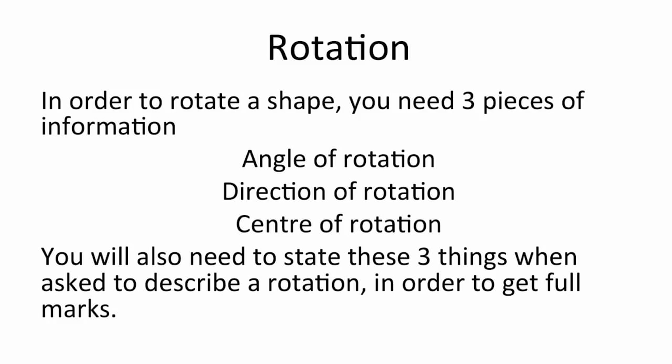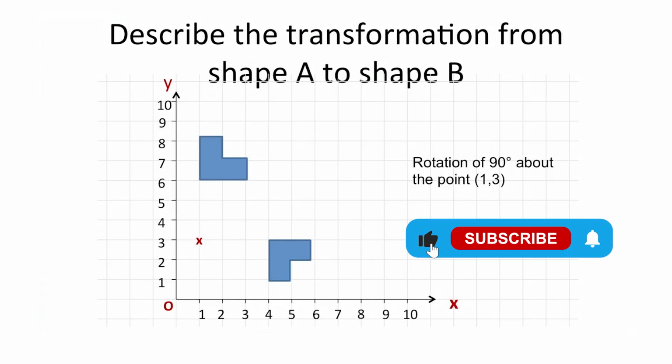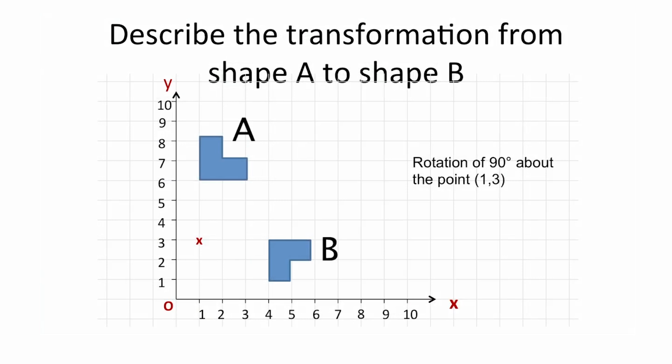Now, if we take a look at this example, it asks us to describe the transformation from shape A to shape B. Now, we can see that this shape has been rotated, and we can also see that it's been rotated 90 degrees. Now, the direction we've moved in, well, shape A is up here, shape B is down here, so therefore we know it was a clockwise direction.